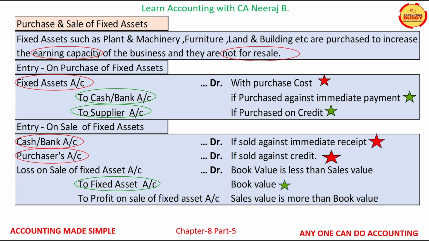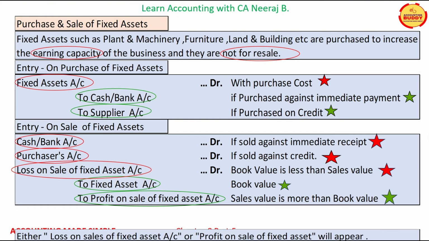If the book value of the asset is less than the sales value, the loss on sale of fixed asset is booked under the head Loss on sale of fixed assets account. It is a business expense, therefore it is debited. While if the sales value is more than the book value, the gain on sale of fixed asset is booked under the head Profit on sale of fixed asset account. It is a business income, therefore this account is credited.